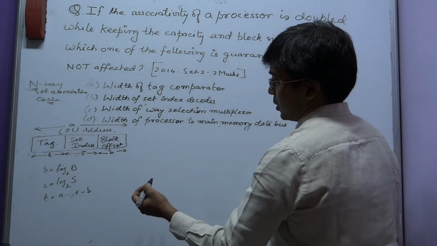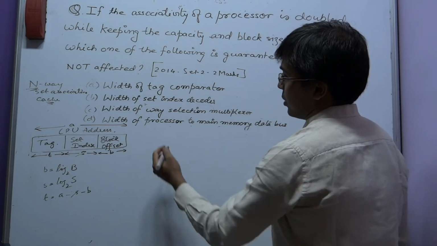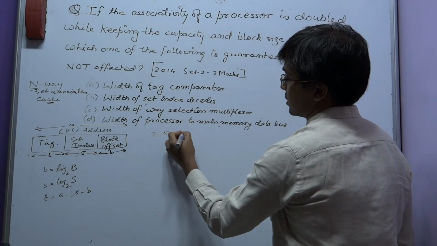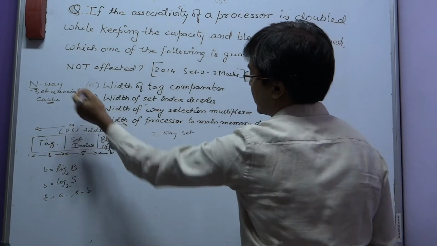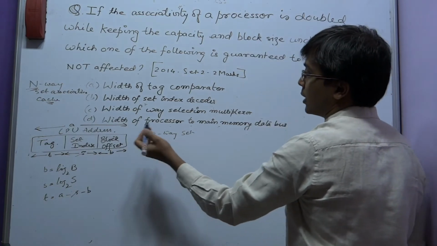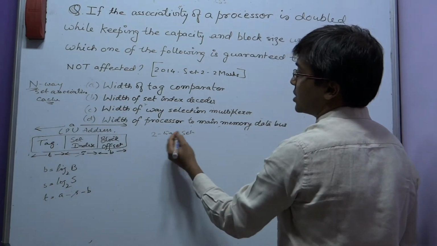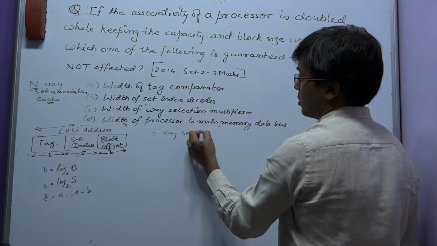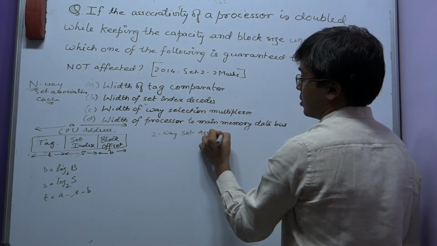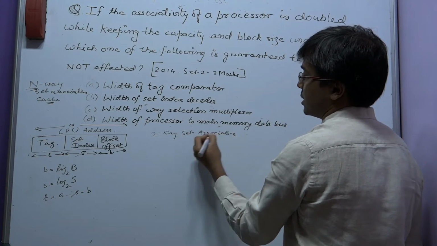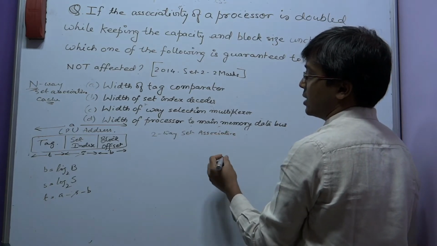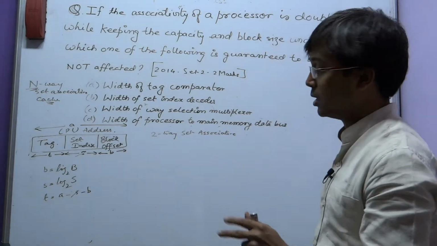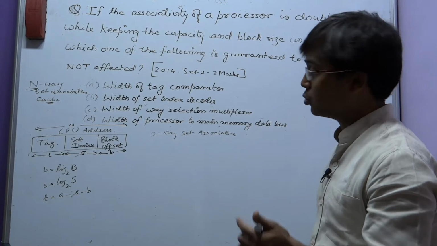Now let us assume that we have a 2-way set associative cache. That means the value of n is equal to 2, or in other words, the associativity of the cache is 2. In a two-way set associative cache, each set of the cache contains two blocks.